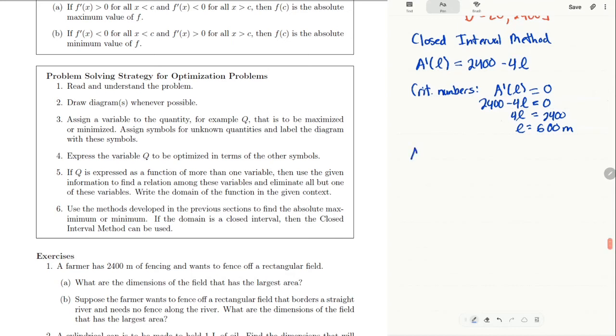Now we'll also evaluate the area function at the critical number. So the area, when the length is 600 meters, is going to be 600 times 2400 minus 2 times 600. So that is 600 times 1200, which gives us 720,000 square meters.